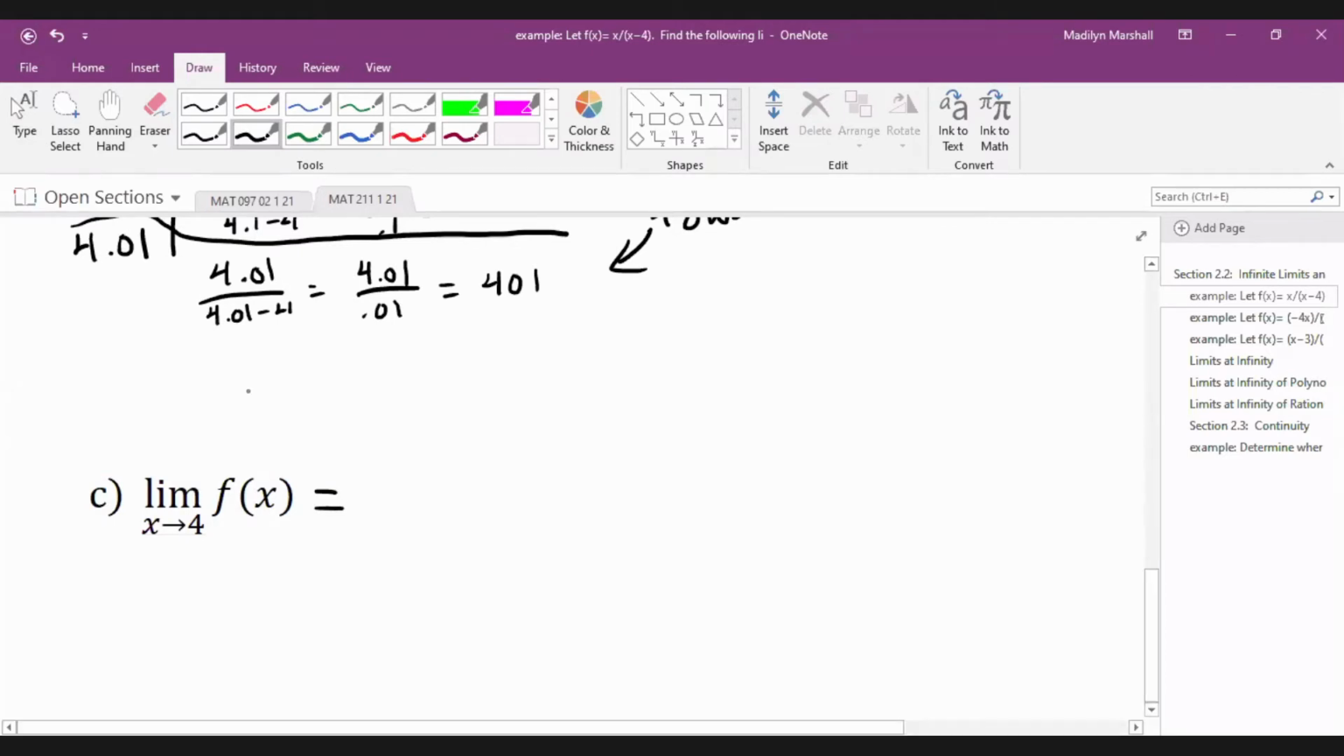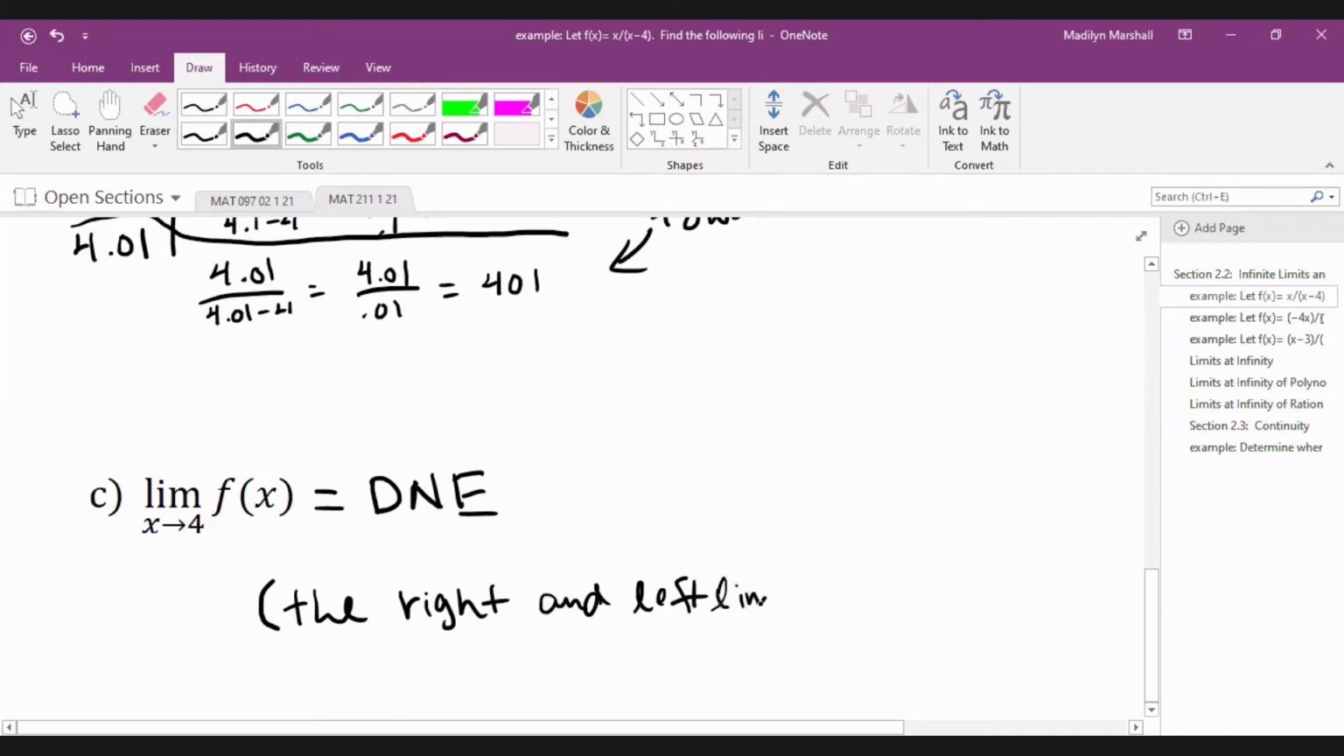Danny. Yes, exactly. Why is it DNE? One's going up, one's going down. Yes, you have the exact same explanation. One's going up and one's going down. So they're going to different places. So the right and left limits don't match. Will there ever be a case that they go in two different directions and it's not DNE? No, it always will be DNE if they're going in different directions.